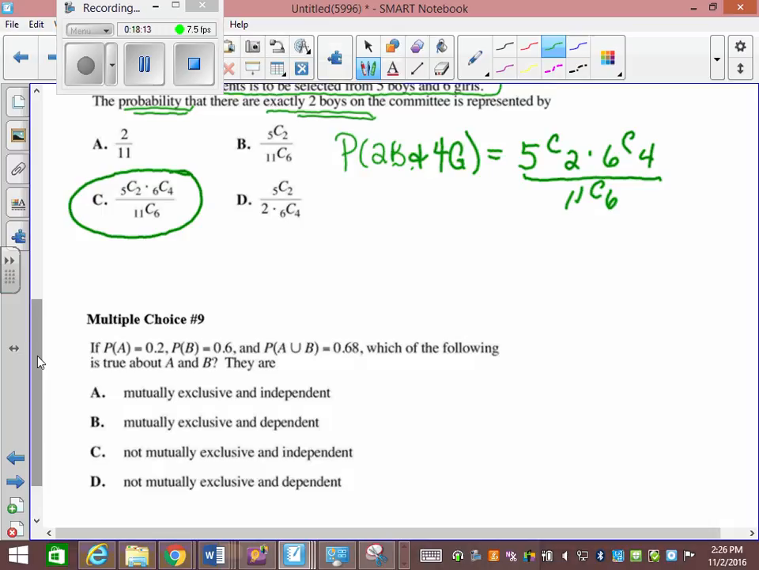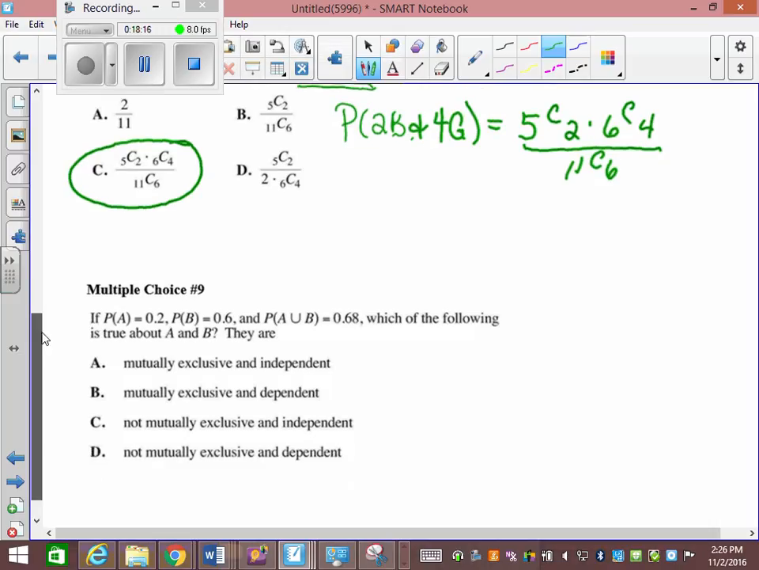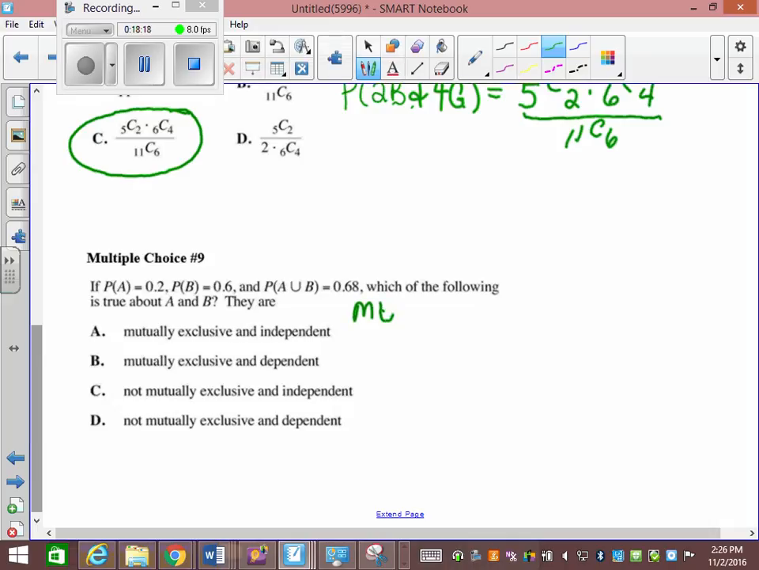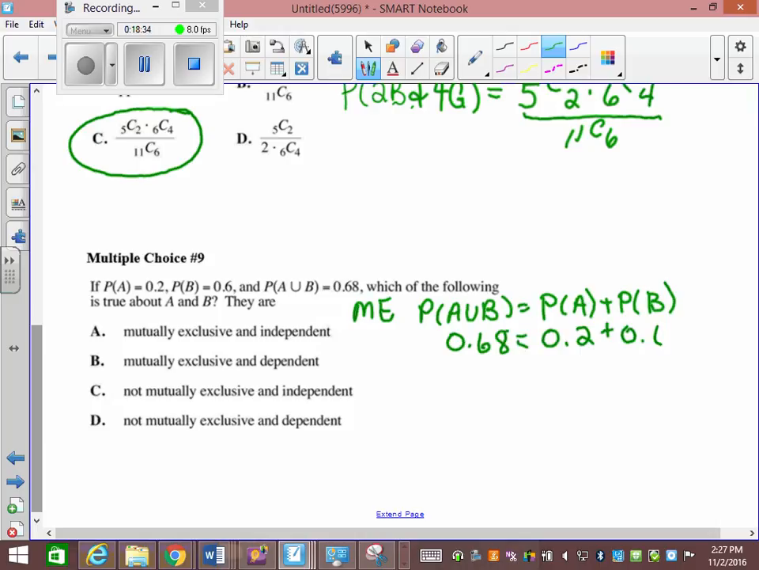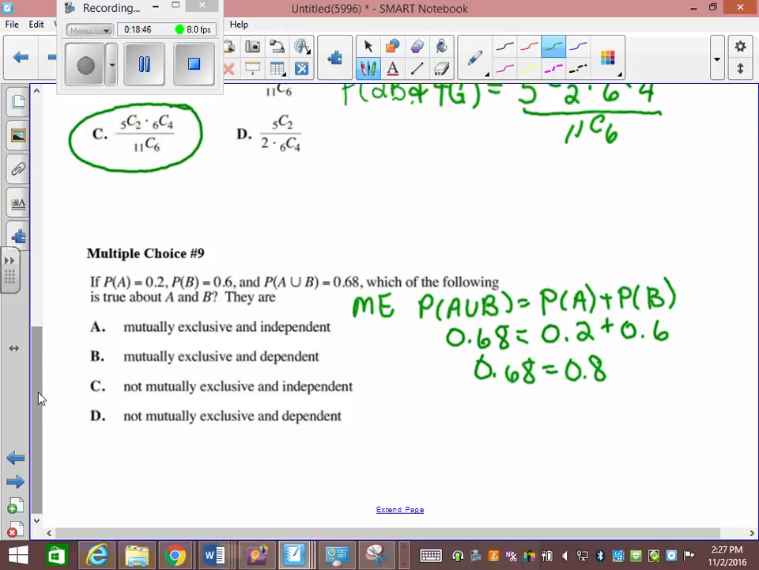So we have to decide if they're mutually exclusive or not. If they're mutually exclusive, the formula for mutually exclusive is P of A or B equals P of A plus P of B. So we're going to get 0.68 equals 0.2 plus 0.6. 0.68 equals 0.8. Is that true? No. And this is not mutually exclusive. So these 2 are out.